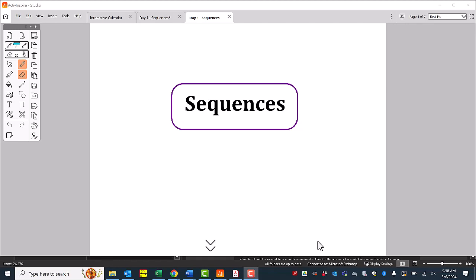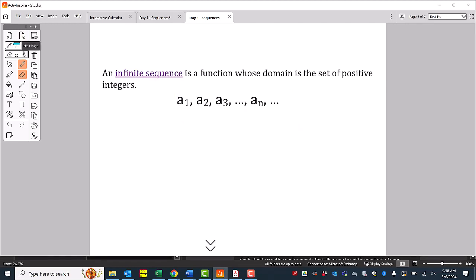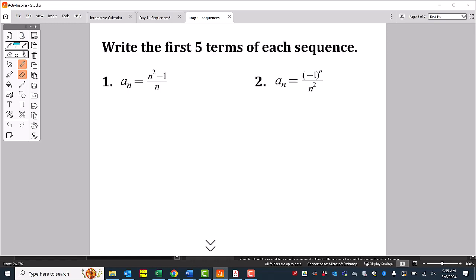All right, today we're looking at starting our unit on sequences and series. This starts with a review of sequences. An infinite sequence is a function whose domain is a set of positive integers. So you would plug in 1, 2, 3, 4, 5, and so on to get the values of the sequence. Sometimes we can start with 0, so we're not going to say it's always positive integers, but that's the general idea here.